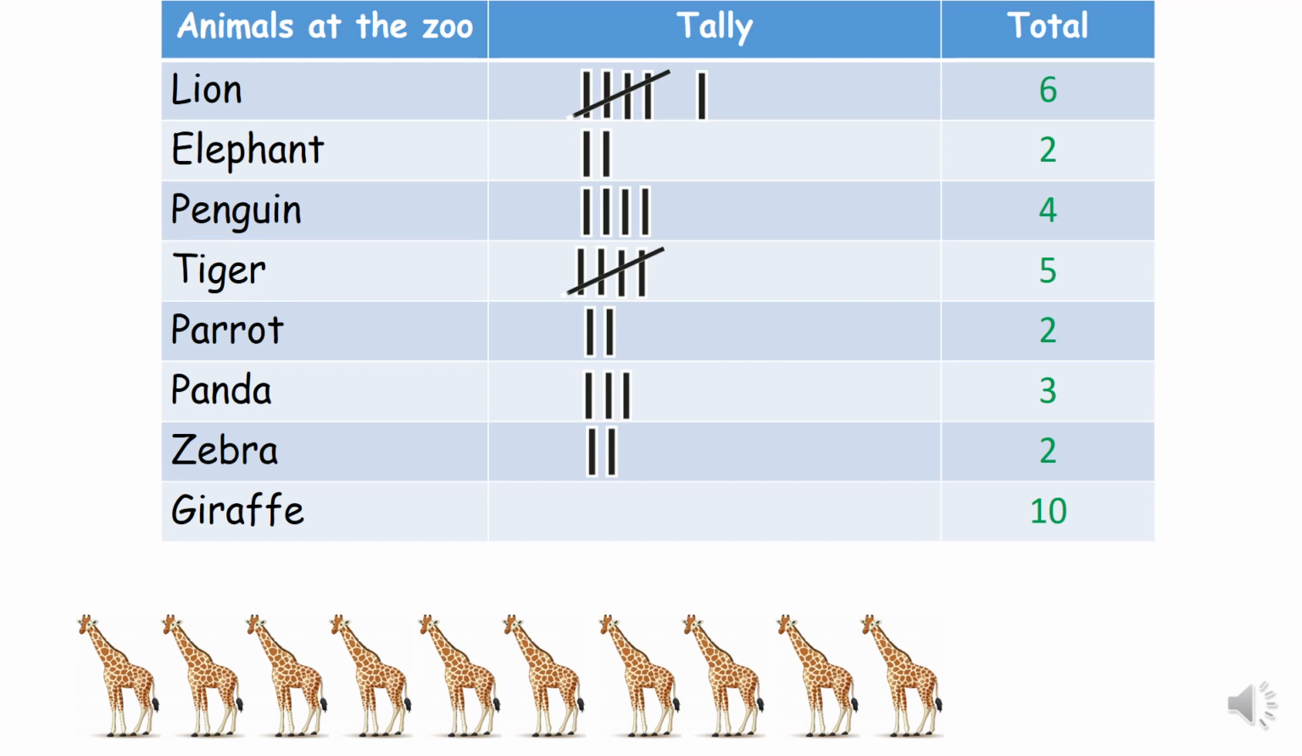Here are my 10 giraffes, but what I need to do now is add them into my tally chart. Can you have a think? How would this look when I add it into my tally chart? 10 giraffes. 1, 2, 3, 4. Cross the gate for 5. 6, 7, 8, 9. Cross the gate for 10. So I saw 10 giraffes, and this is how it looks on my tally chart.